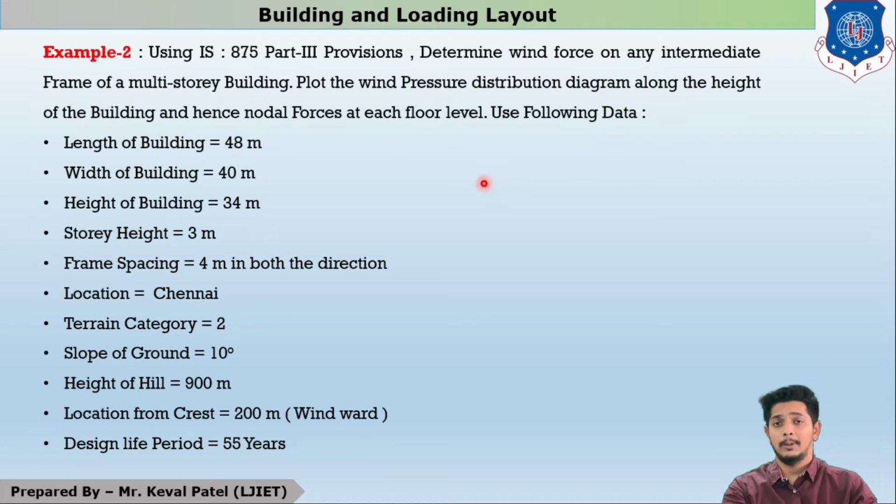So in this problem, let us have a brief. Length 48 meter, width 40 meter, height 34 meter were given. Story height was 3 meter. Frame spacing or bay width in both the directions was 4 meter. Chennai was the location. Terrain category 2 was given. Slope of ground 10 degrees. Height of hill is already given, 900 meter. Location from the crest in windward direction is 200 meter, and design life period 55 years.